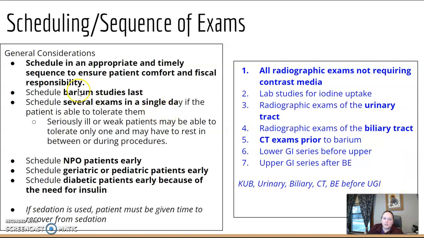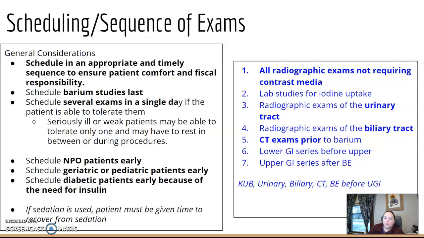Scheduling and sequencing of exams, just some general considerations: you'd want to schedule in an appropriate and timely fashion. The sequence should ensure patient comfort and fiscal responsibility. If they have co-pays for each exam, then we're probably not going to want to combine as many as we want in one day.